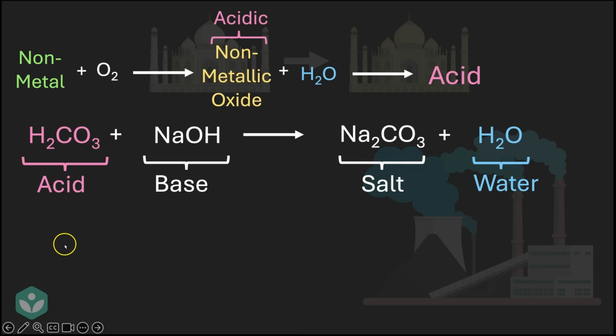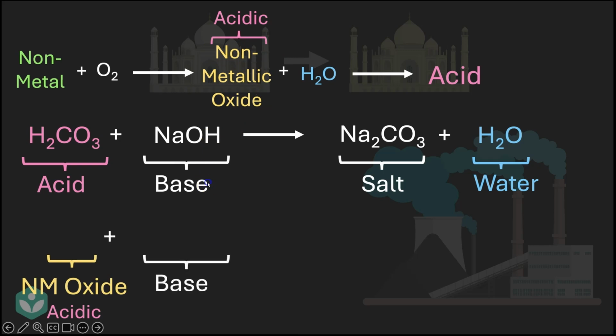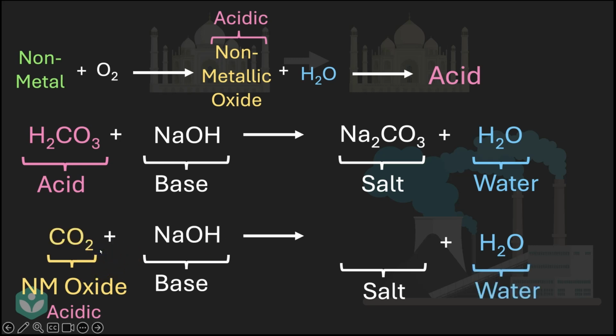Great. Now, what if instead of an acid, we used a non-metallic oxide that's acidic, right? Would it react with a base? And if it would react with a base, what would the products be? Very interesting to know that the products would be salt and water in this case as well. Let's try with an example. So let's say we take CO2 and we get it to react with NaOH. We would get Na2CO3 plus H2O. Exactly the same products. The only difference would be when we balance it, it would look a little bit different, right? I balanced both the equations.